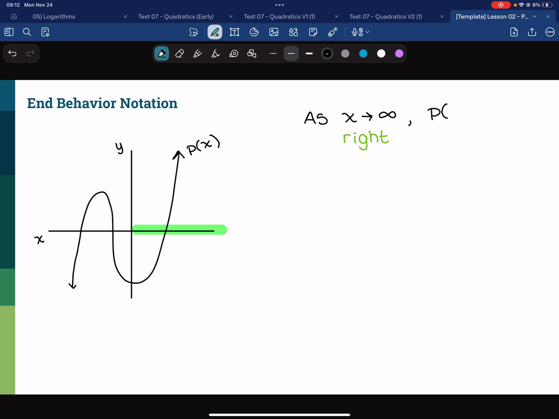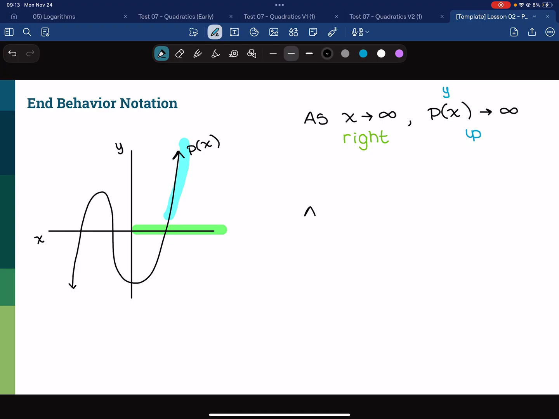So we say p of x, which is your function notation, but essentially it's the same as having your y value, right? What's happening with that is we're seeing what the function's doing. So as I'm going to the right here, I see that this is going up towards positive infinity. So we talk about it going up.